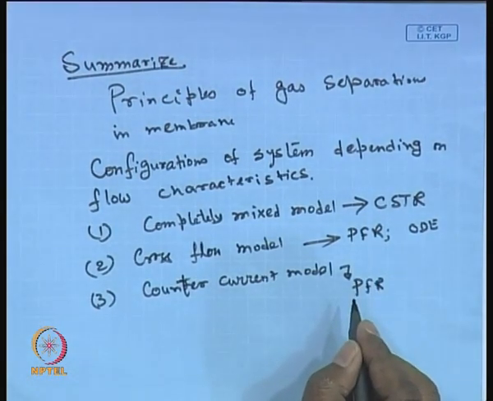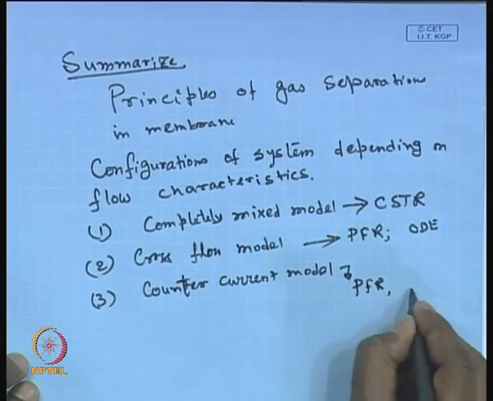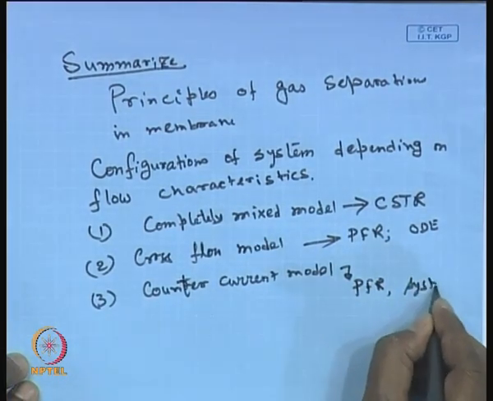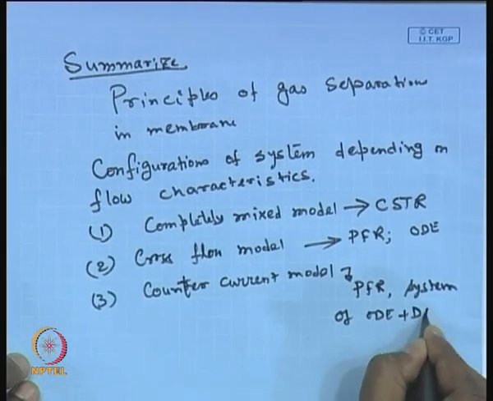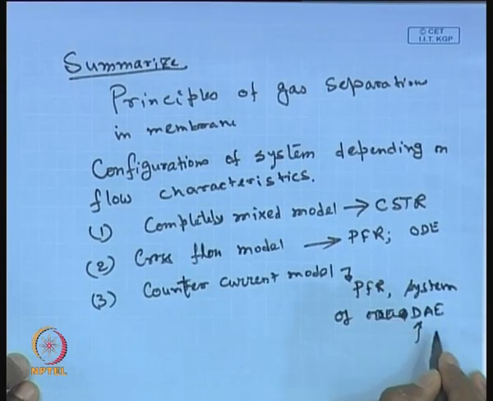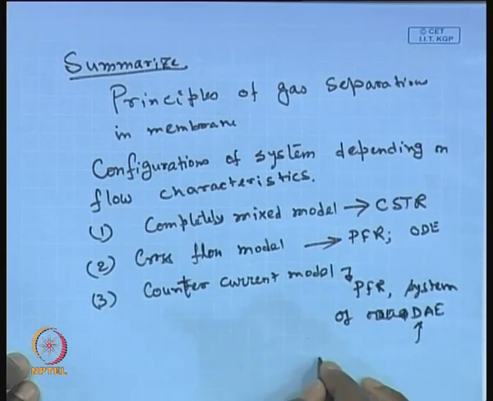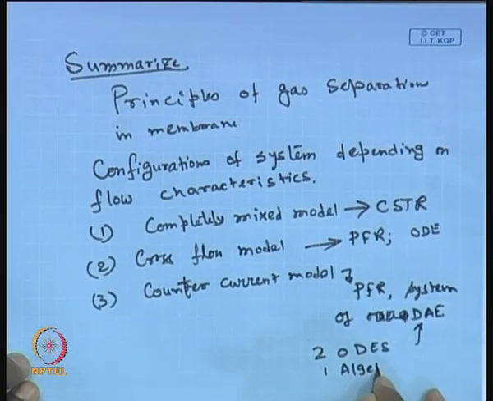That means, at every location of the membrane length, the concentration of the solute will be varying, and you will have a system of ordinary differential equations, ODE plus DAE. That means, ordinary differential equations plus what is called a DAE system, differential algebraic equations. That means, it consists of 2 ODEs for a binary system and one algebraic equation.